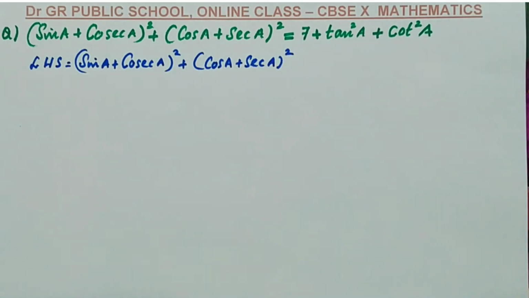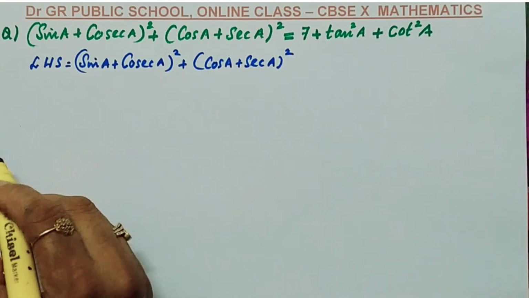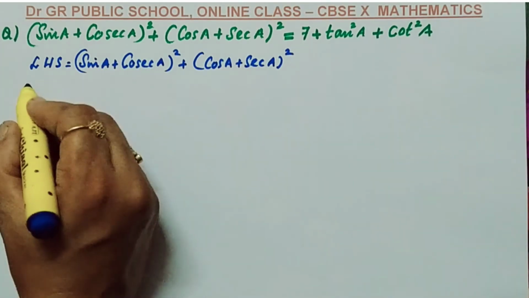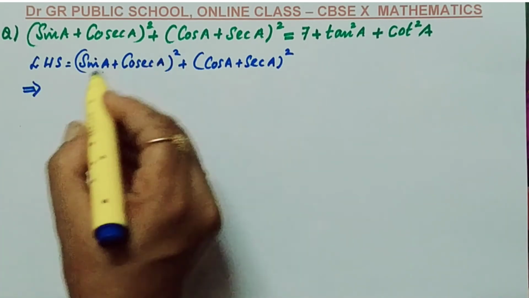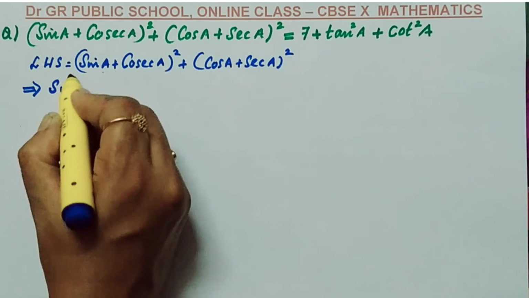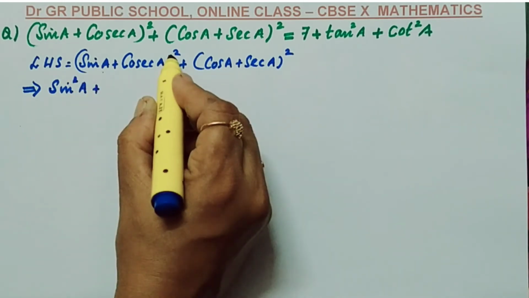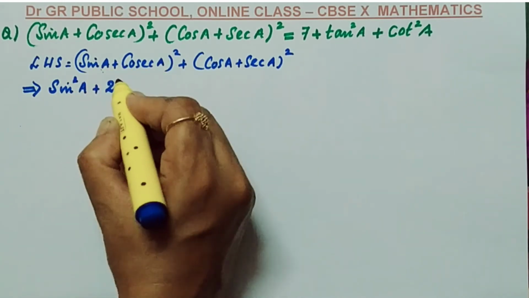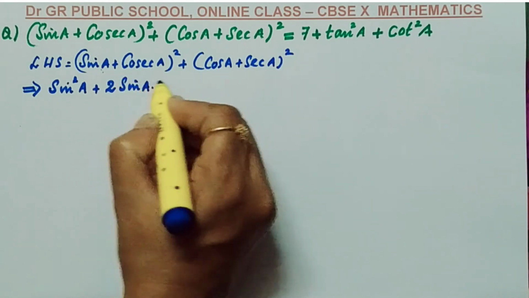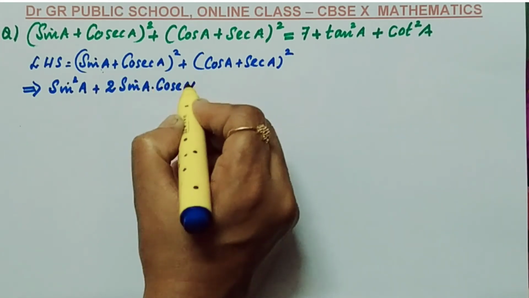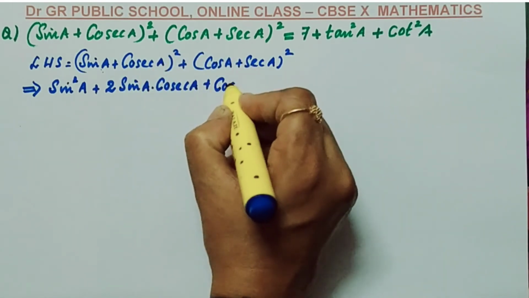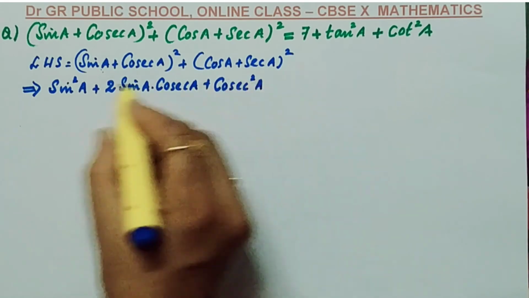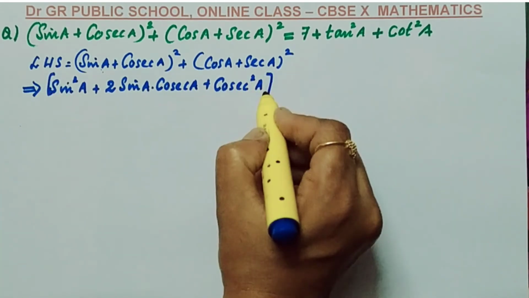This is the LHS. Here I am going to apply the identity A plus B the whole square to expand. When using A plus B the whole square, you know that A square means sin A the whole square, which is called sin square A, plus 2 into A into B, that is 2 into sin A into cosec A, plus B square means cosec A the whole square. Cosec A the whole square is called cosec square A. This is actually the first bracket.